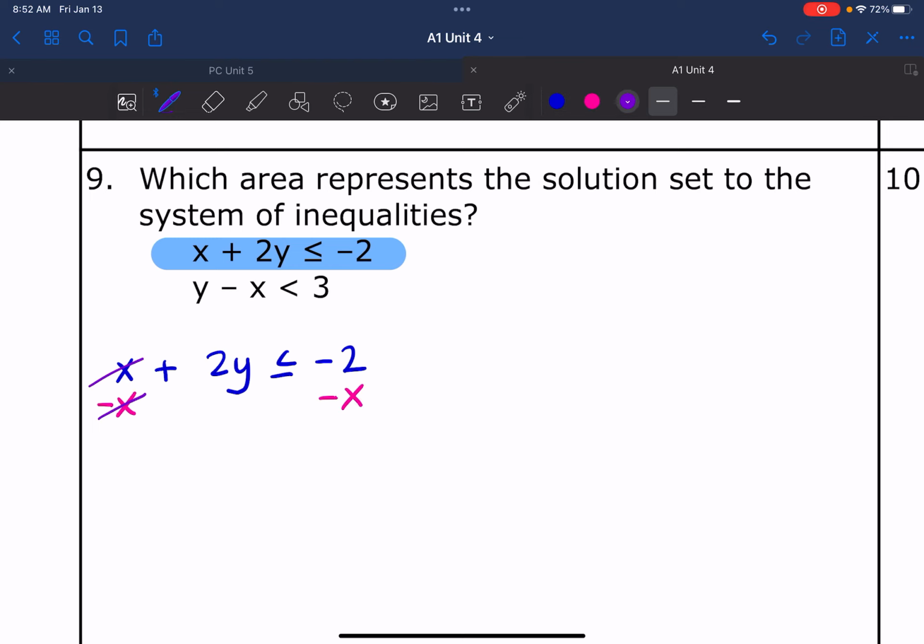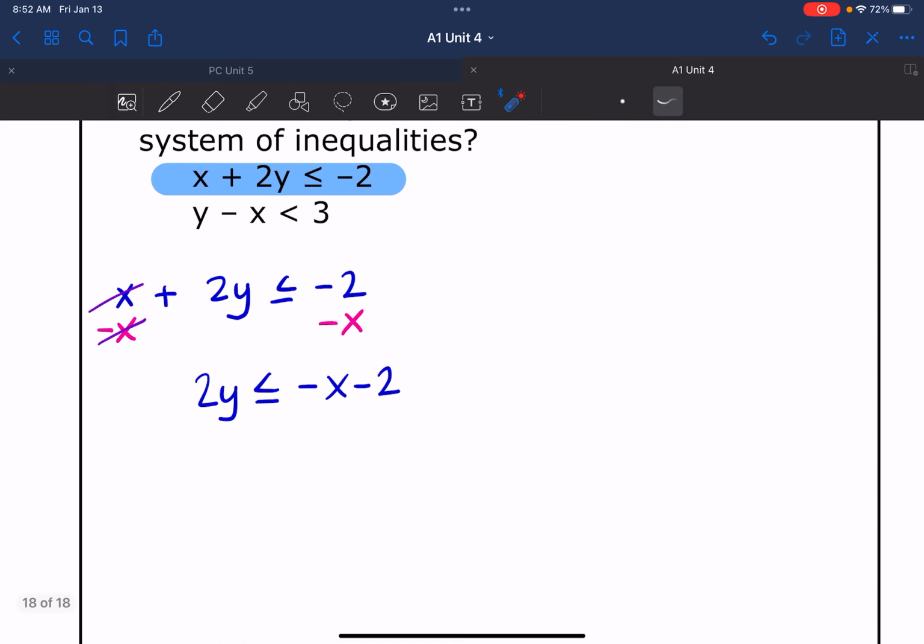X is going to cancel out on the left side. That leaves us with 2y is less than or equal to negative x minus 2. But that y still has a 2 in front of it. So in order to move that, we're going to divide everything by 2 on both sides of that inequality. So now I have just normal y. Since we're dividing by a positive number, that means that this symbol is just going to stay exactly the same.